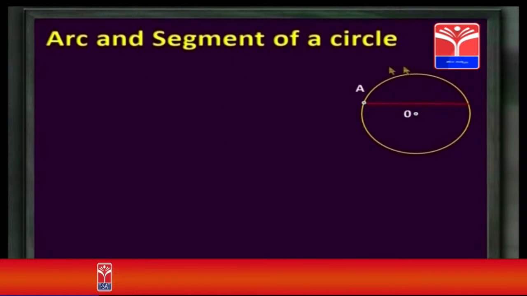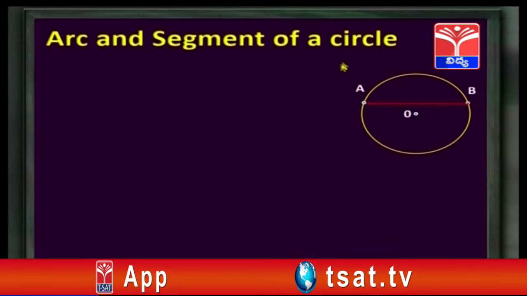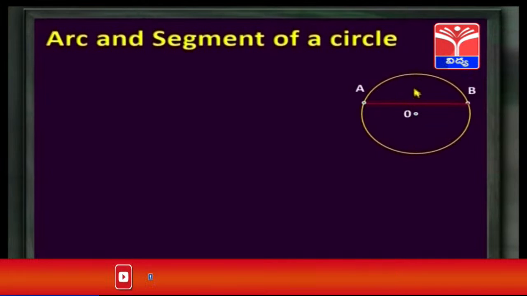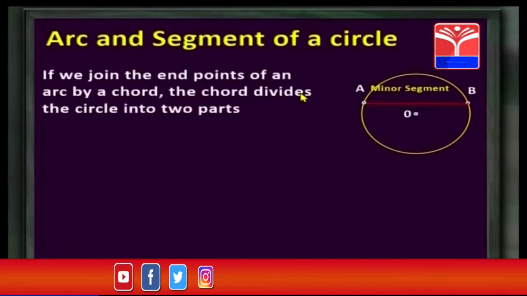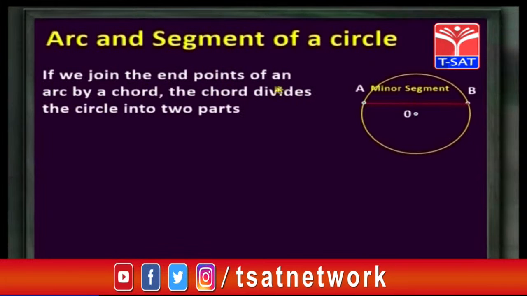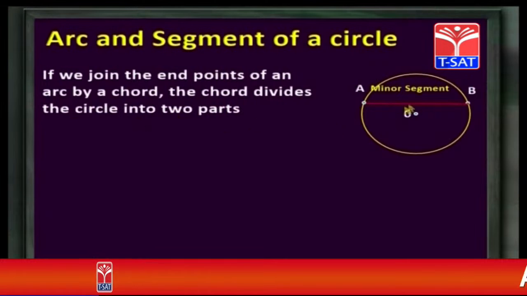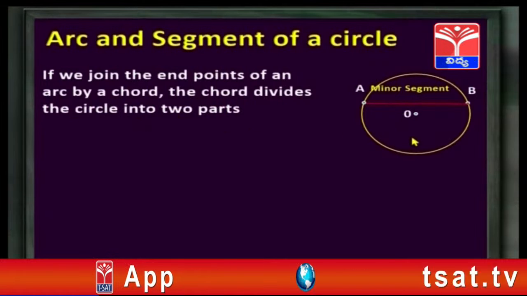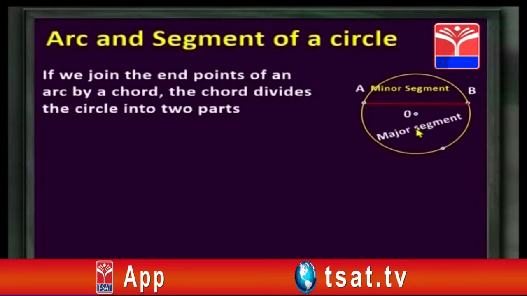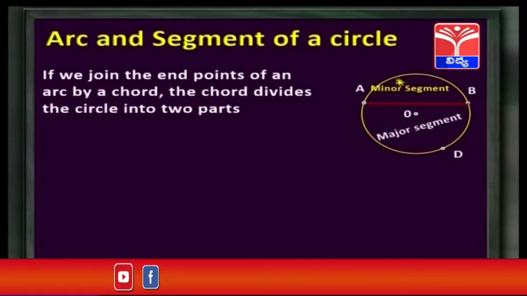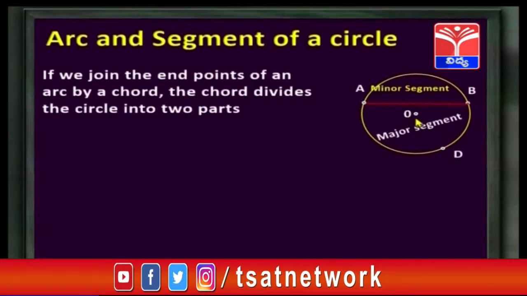O is the center of the circle and AB is a chord. Now, let us see what the segment of the circle is. AB is a chord which divides the circle into 2 parts. One is a minor segment. What is a minor segment? If we join the endpoints of an arc by a chord, the chord divides the circle into 2 parts. One will be minor and one will be major. This is a major segment and this is a minor segment. If it is a minor arc, the segment will be a minor segment. If it is a major arc, then the segment will be a major segment.